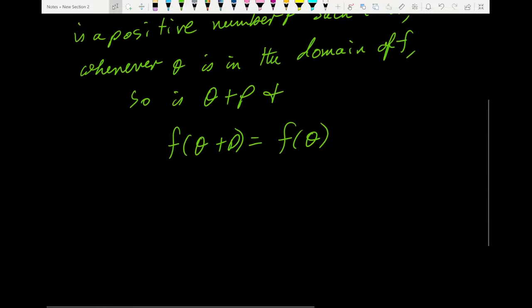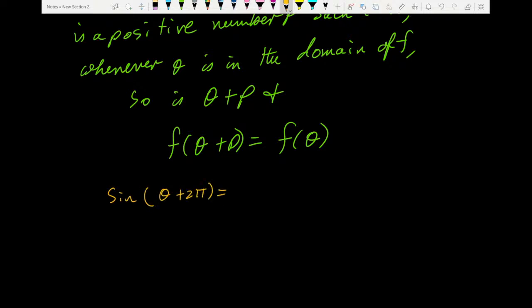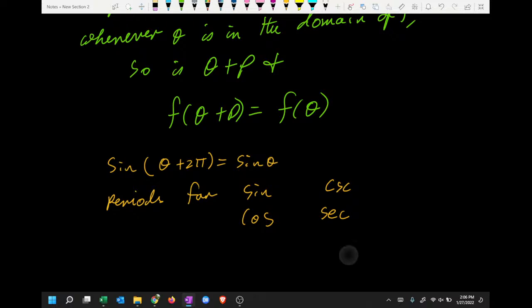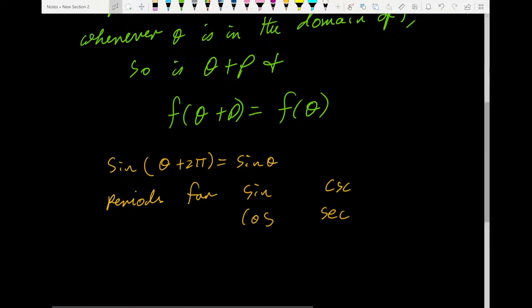So using that understanding, sine, cosine, all the trig functions are periodic, okay? So for sine, the period is theta plus 2 pi, which is sine of theta. So periods for sine, cosine, cosecant, and secant is every 2 pi.